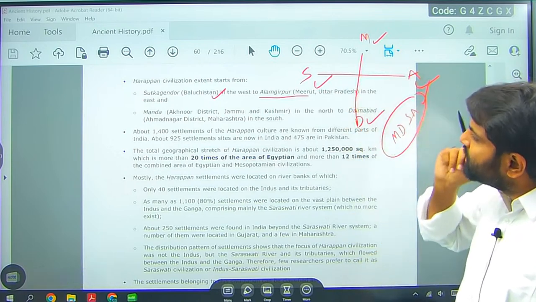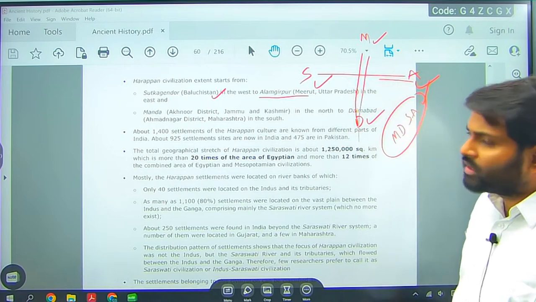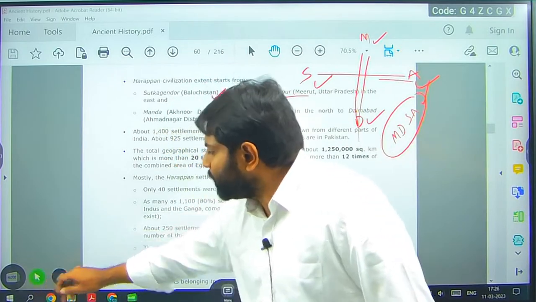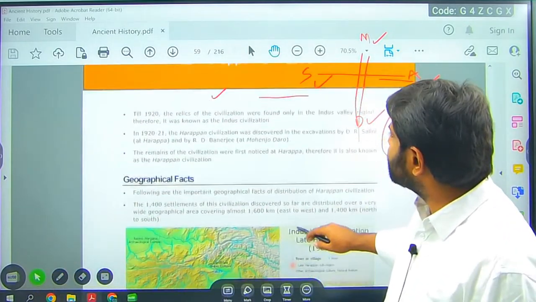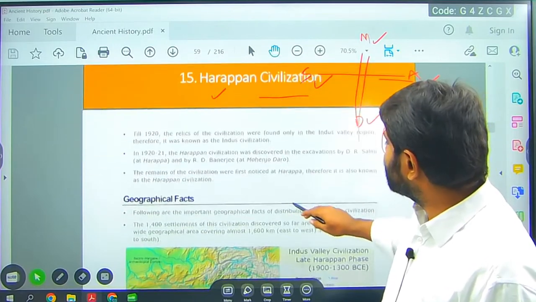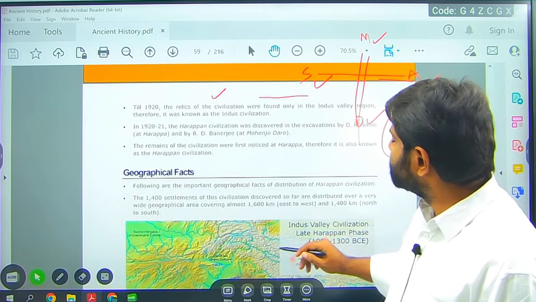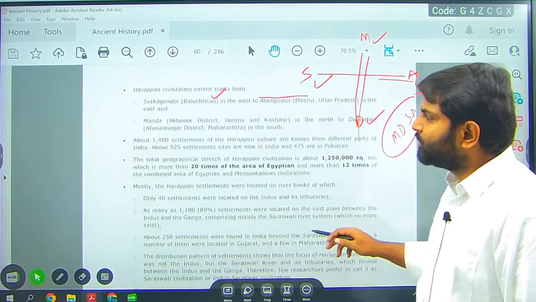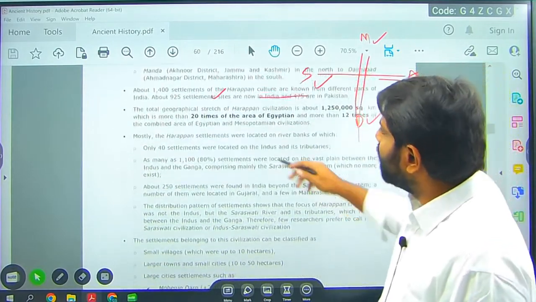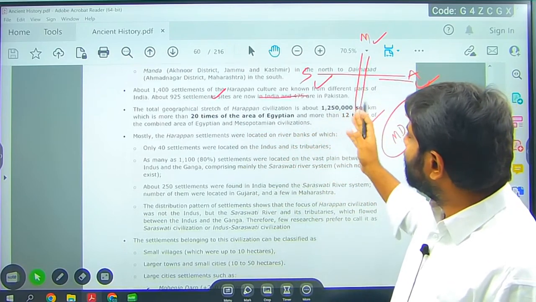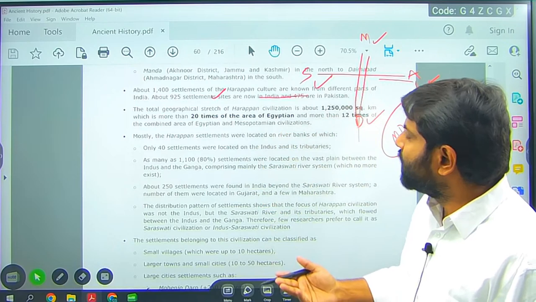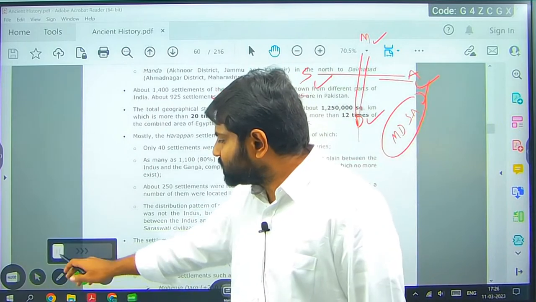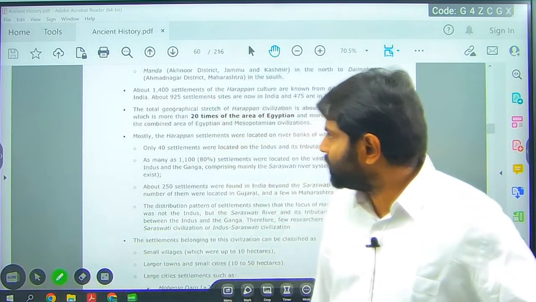We see almost 1600 kilometers east to west and 1400 kilometers north to south. That is what we spoke about in the first line about the Indus Valley Civilization. Those are the boundaries which I am giving you. Almost 1400 settlements are there in Harappan culture in different parts of India. About 925 sites are now in India and 475 in Pakistan. So almost 1400 settlements are distributed, with Pakistan also.